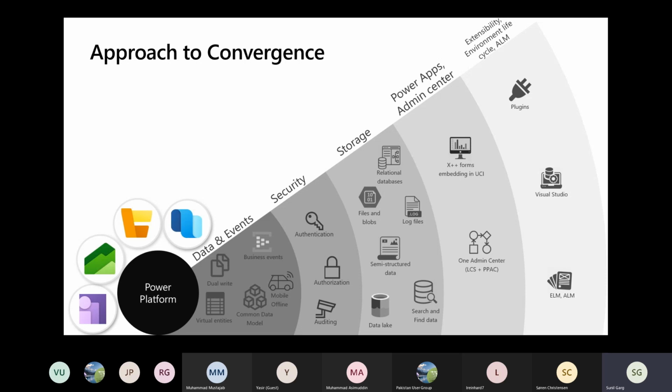Because of dual write and virtual entities, we have taken a big step forward from a data perspective to solve the integration scenarios and convergence scenarios where data is of essence. However, we want to take the next step to also make sure that convergence takes into account events also, because data and events together will make up a holistic story for business process integrations. And we will talk about that in detail in the next few slides.